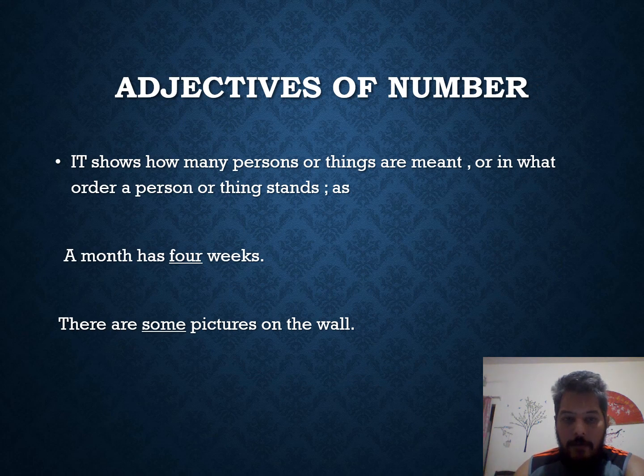Adjectives of number. It shows how many persons or things are meant, or in what order a person or thing stands. A month has four weeks. There are some pictures on the wall. Here, the adjective four is describing the number of weeks there are in a month, and here some is describing the number of pictures on the wall.